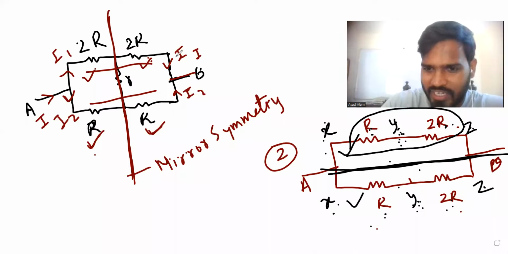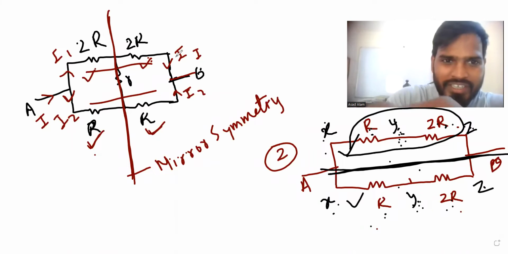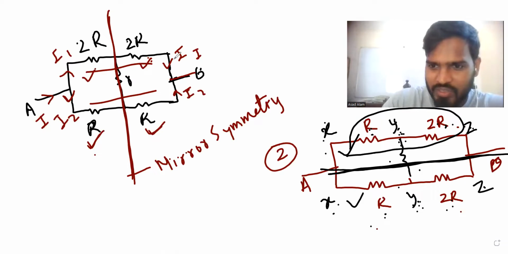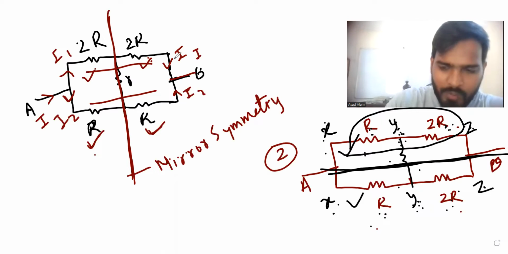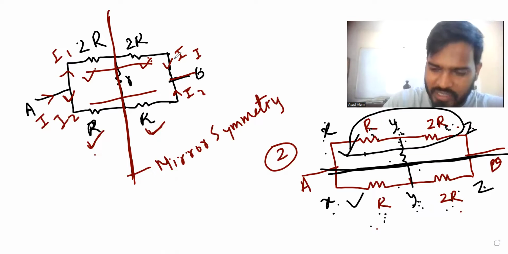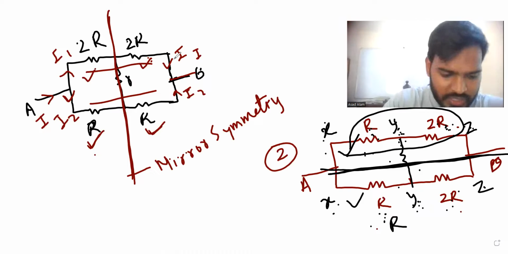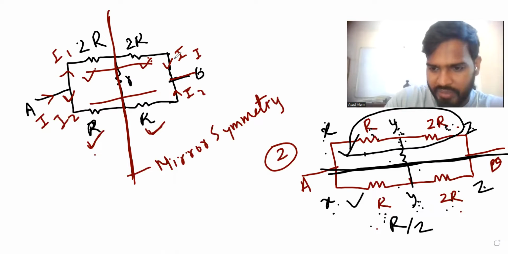So these two resistances are in series. No need, directly you can do it. So these two are in parallel. You can solve it now. How? So we can say R and 2R, right? R and R. So it is going to be what? R by 2.